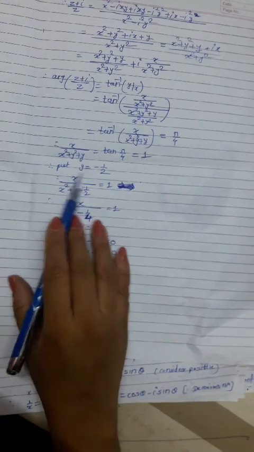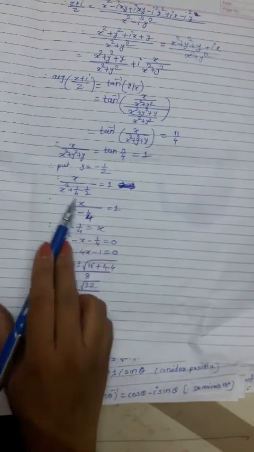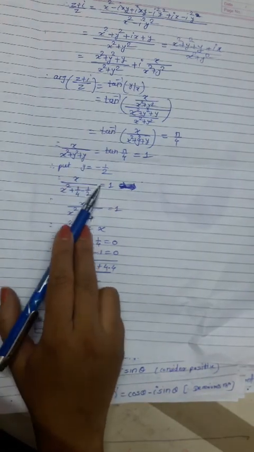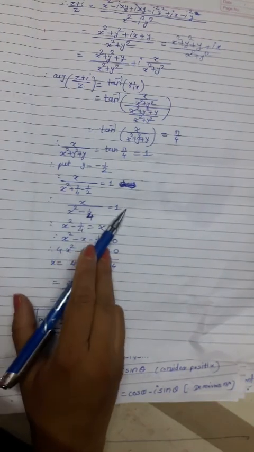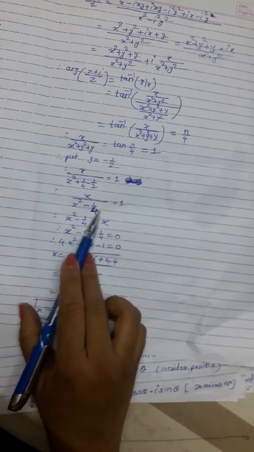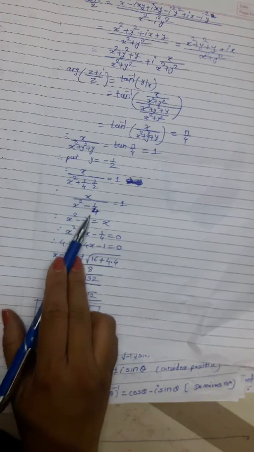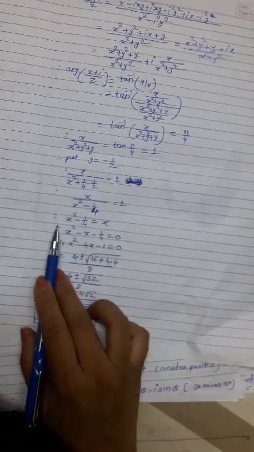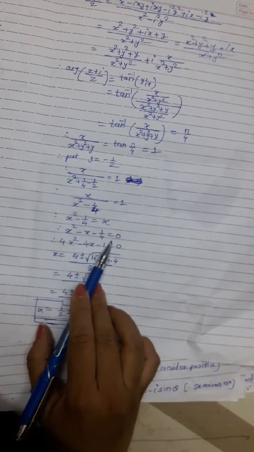Okay, what do we get? Put y is equal to minus half. We get x upon this, x square plus y square is minus half square, plus 1 by 4, plus y, that is minus 1 by 2, is equal to 1. That is x upon, add these 2 terms, minus 1 by 4, is equal to 1. That is x square on that side. This term goes to the RHS side. We get x square minus 1 by 4 is equal to x. Take x on this side, we get x square minus x minus 1 by 4 is equal to 0.